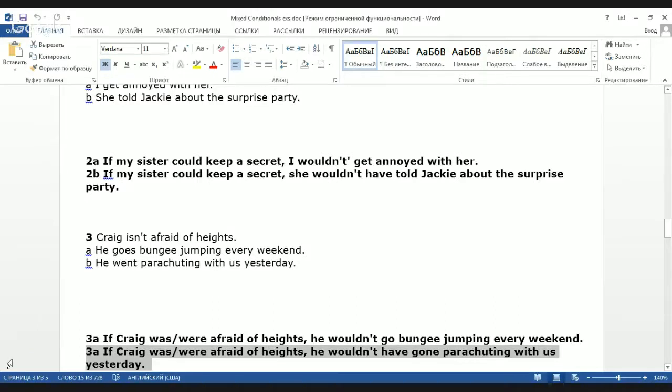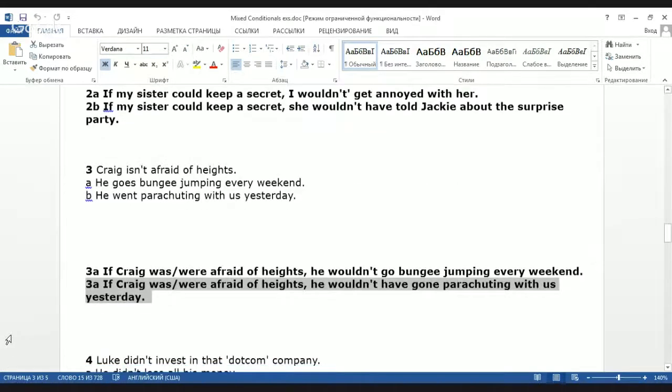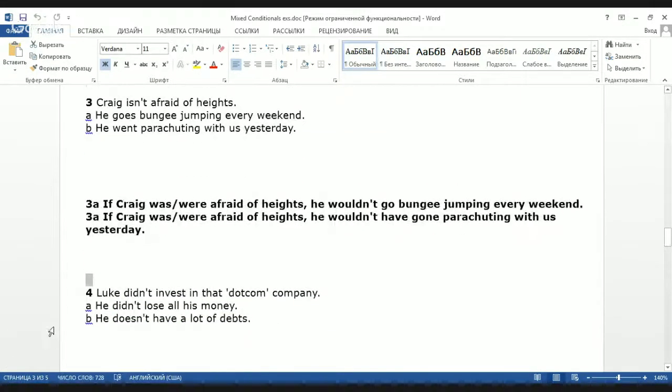The situation number 4. Again, Luke didn't invest and he didn't lose all his money. He didn't invest and he doesn't have a lot of debts. Think how to combine these two situations in one. Again, the most important part is whether it happened at the same time or not. If it's not, you need mixed conditional.